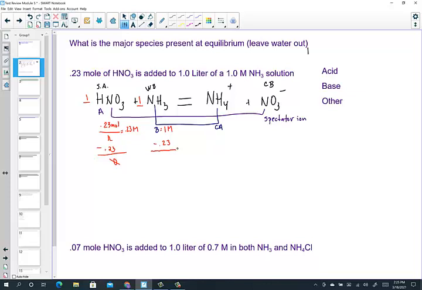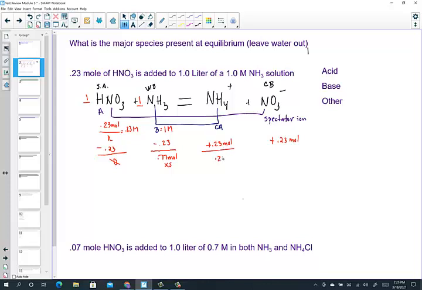When I look at HNO3 plus NH3, the chemistry there is simply showing us that we are going to have excess amounts of ammonia, NH3. 1 minus 0.23 is 0.77 moles of excess ammonia. We also know that 0.23 moles of ammonium would be made and 0.23 moles of the nitrate will be made.